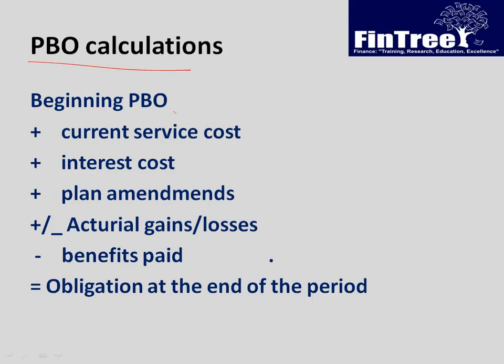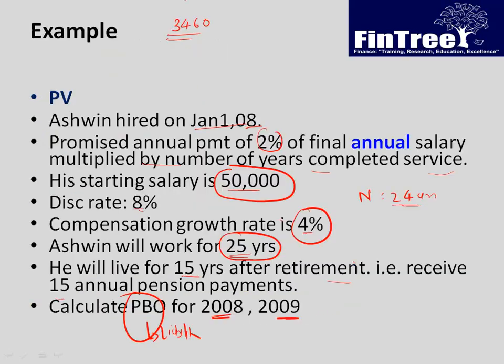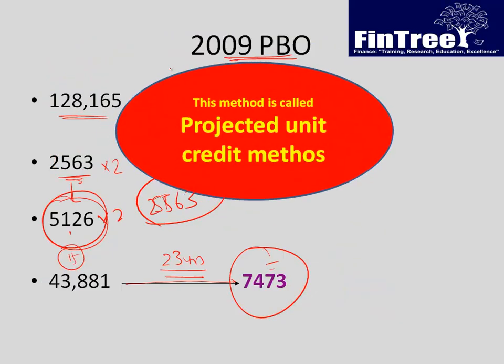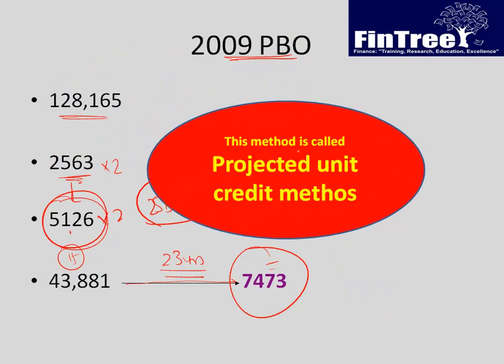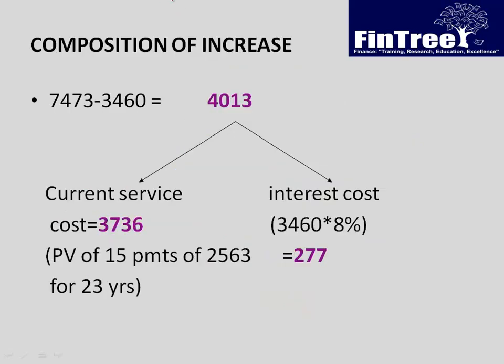So PBO calculation: beginning PBO plus current service cost plus interest plus plan amendments plus or minus actuarial gains or losses minus benefits paid is the obligation at the end of the period. Okay. So this method is called the projected unit credit method, in case you just want to know the name of the method. Now this was the composition of this increase. 4013 was made of 277 and 3736.